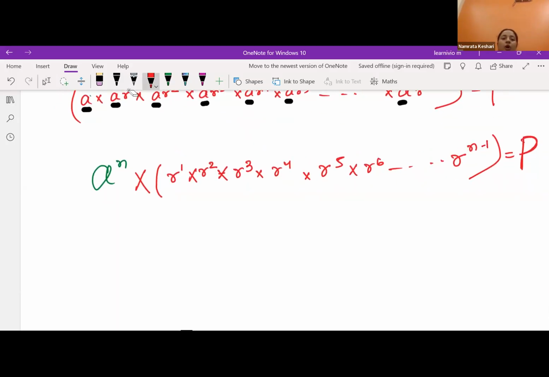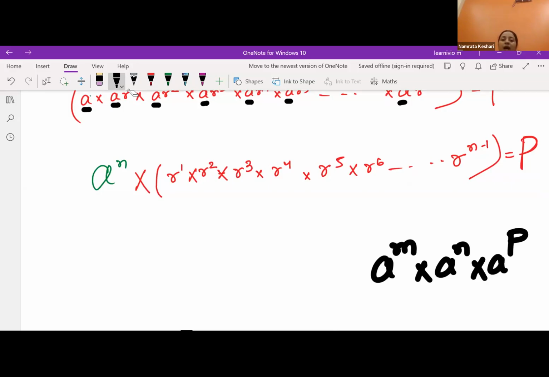Now, the law of exponent says that if you have a to the power m into a to the power n, you have to add the powers. If you have a to the power m into a to the power n into a to the power p, you have to add the powers: a to the power m plus n plus p, like that, right? This rule you have seen for only two terms, but we can use it for any number of terms. If the bases are the same and the numbers are in multiplication, then you can add the powers. Are you getting it?